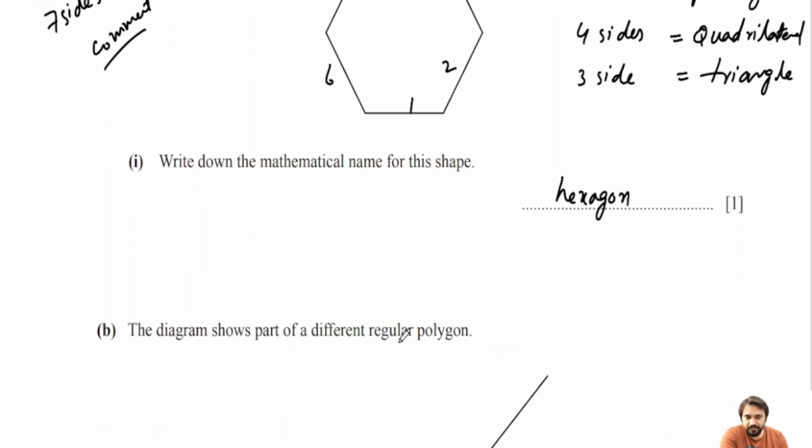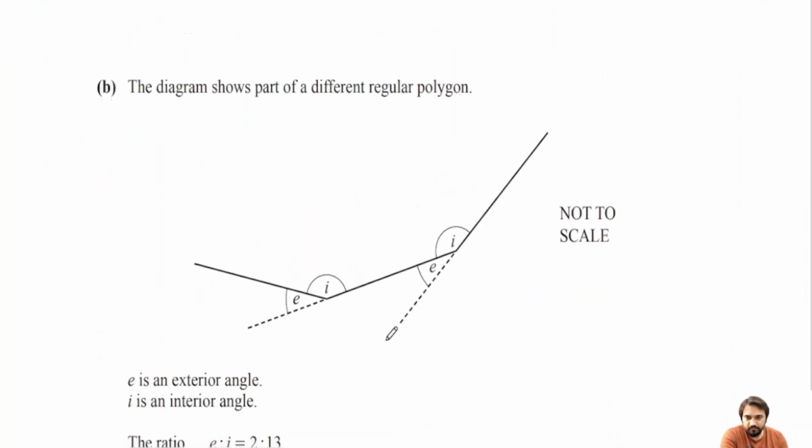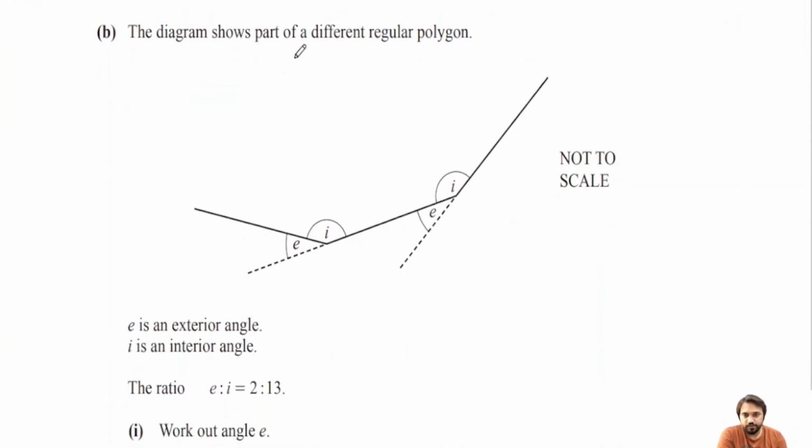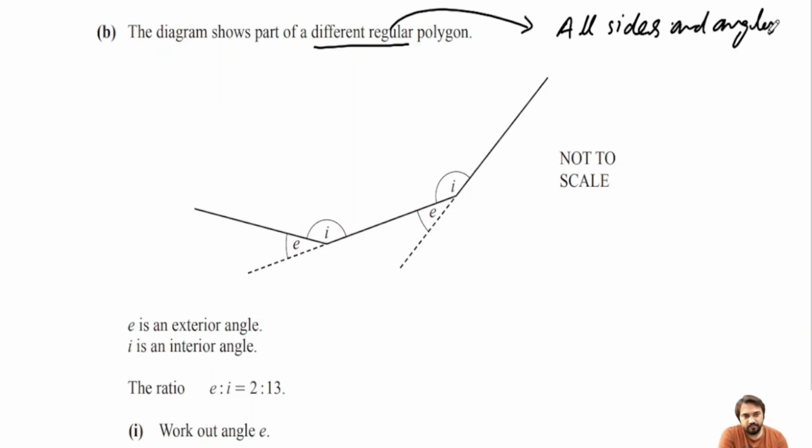Okay, the next one is part B. This is a diagram. The diagram shows part of a different regular polygon. So this is a different regular polygon, and you already know what regular means. Regular means all sides are equal and all angles are equal.